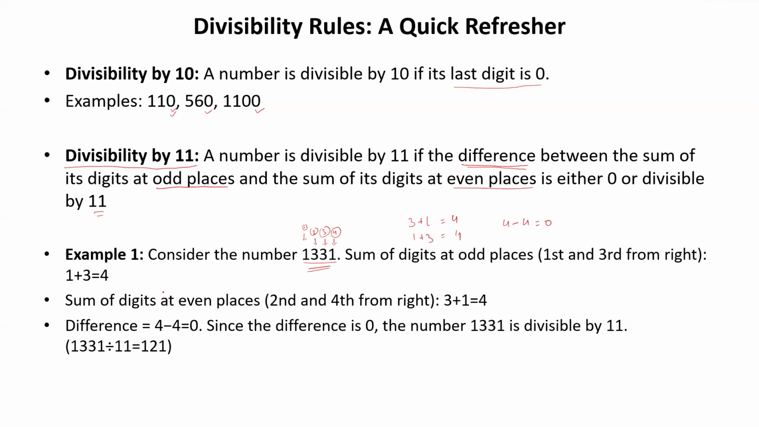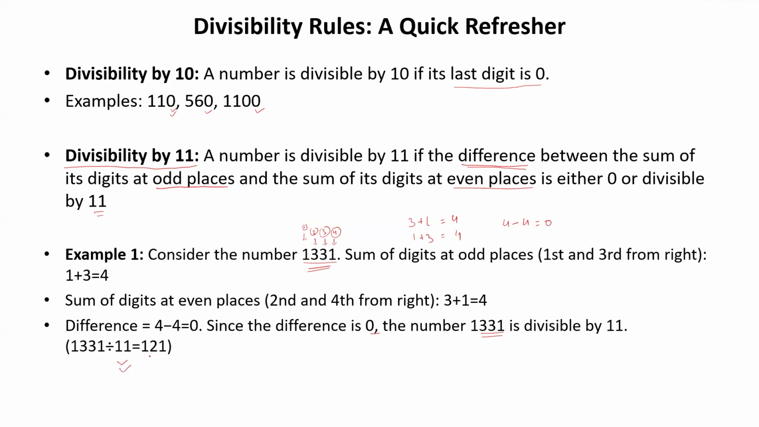So what is the rule? The rule is pretty simple, but you just have to remember. So here you have to look at the difference between the sum of the digits placed at even places and placed at odd places. So the sum of digits at even places is 3 and 1. The sum of digits placed at odd places is 1 and 3. Both are 4. And 4 minus 4 is 0. Since the difference is 0, this number should be divisible by 11. And if you actually perform the division, you will get 121.